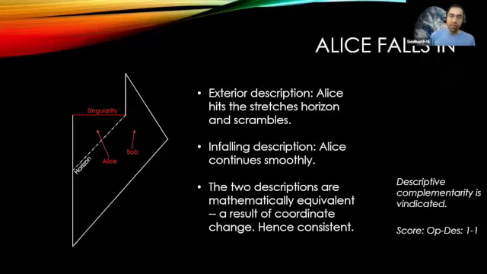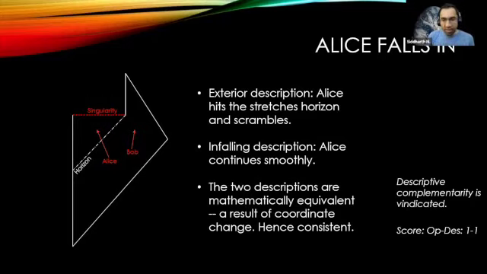Okay, let's get back to the main narrative. Let's go back to this thought experiment with Alice crossing the horizon and Bob hovering above it. We saw that operational complementarity was vindicated in that context because Bob could not perform any experiment that could empirically detect a contradiction. Now let's see whether the descriptive principle of complementarity can also successfully resolve this problem. In the exterior description, Alice hits the stretched horizon and scrambles on it. In the infalling description, Alice continues through the horizon smoothly.